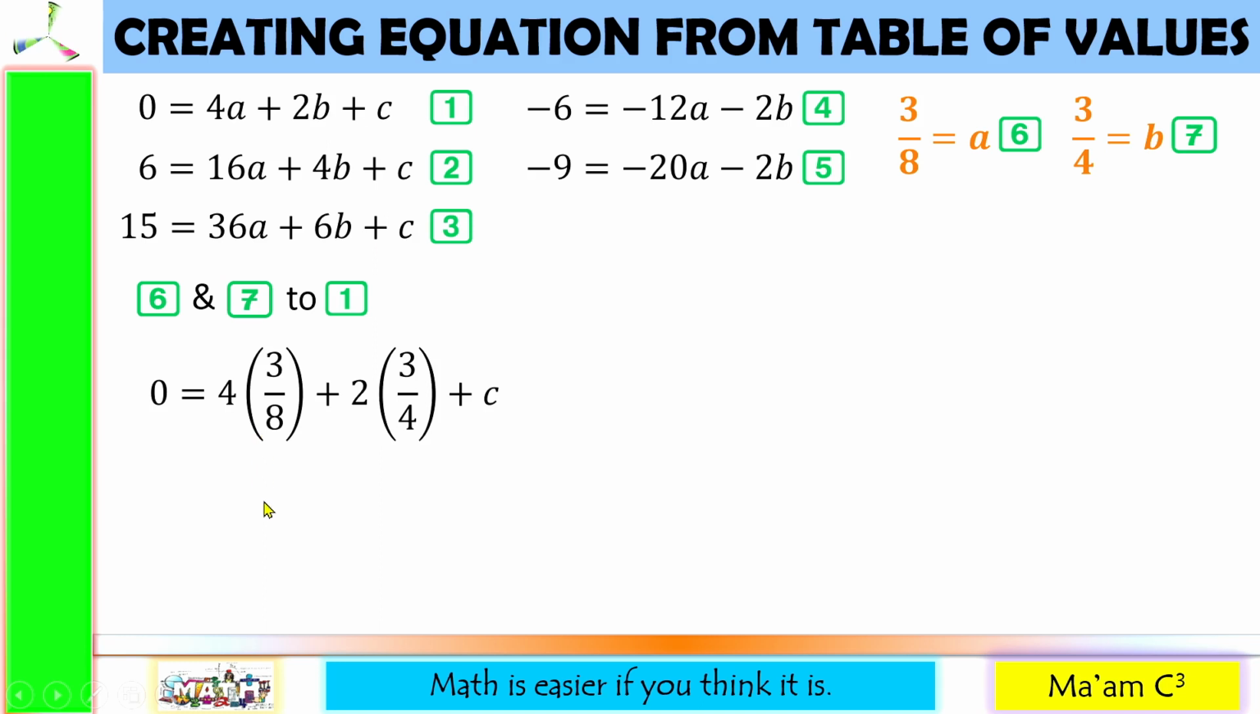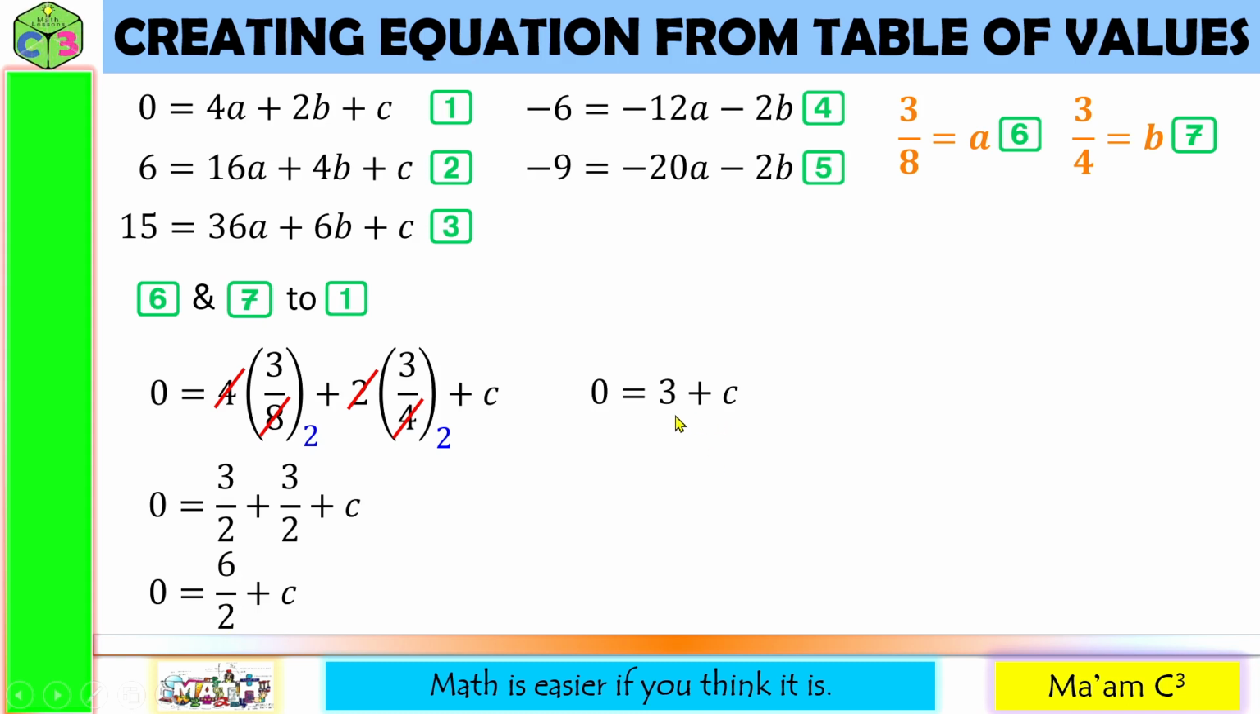4 and 8 can be simplified. This is 2. 2 and 4 can be simplified as well. 4 divided by 2 is 2. So this will become 3 over 2 plus 3 over 2 plus c. Same denominator, we simply add the numerators. 3 plus 3 is equal to 6. Copy the denominator. So this is 6 over 2, copy plus c. And 6 divided by 2 is equal to 3. To solve for c, I'm going to move 3 on the other side. So I have c is equal to negative 3.